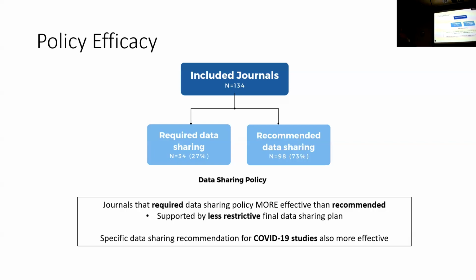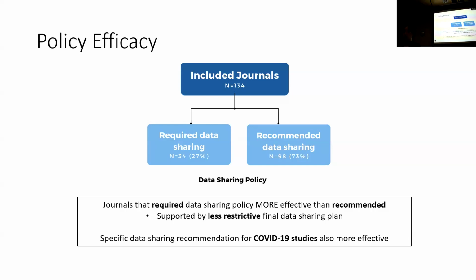Furthermore, an absolute 16% increase in studies occurred that changed from not sharing data in their initial data intention to sharing data within their final, which supports the notion that journals should require data sharing for published articles due to this increase in compliance. And increased policy specificity also supports this, where of the two journals that specifically recommended data sharing from COVID-19 studies, 63% of COVID-19 studies ultimately intended to share data compared to 41% in journals which did not.